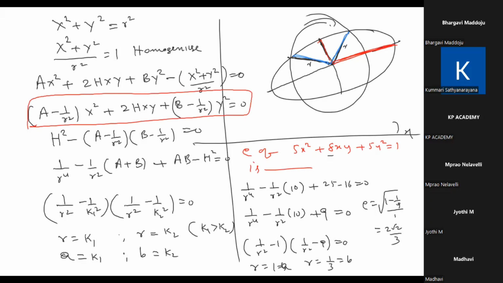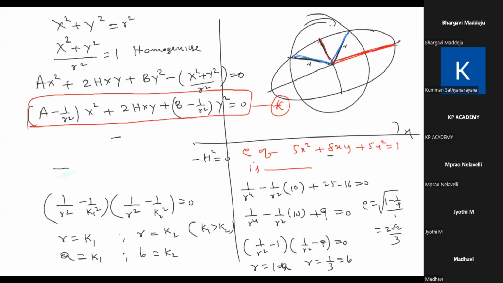How to decide? For that, what I'm taking is this equation, which you call star. If you multiply star by A minus 1 by r square, in that case, what happens, you'll see.